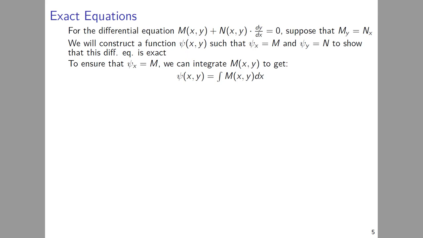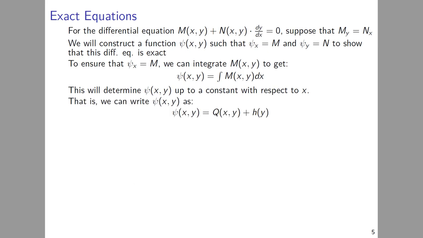Now, to ensure that psi sub x equals M, we can integrate M with respect to x to get psi. It'll give us psi of x,y equals the integral of M(x,y) dx, where we'll fix y as a constant and integrate with respect to x. This will determine psi of x,y up to a constant with respect to x. But remember, any function of y is constant with respect to x. That is, we can write psi of x,y equals Q(x,y), the integral of M with respect to x, plus h of y, a function of y that is constant with respect to x.